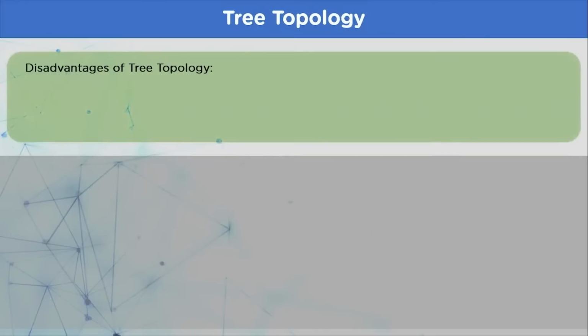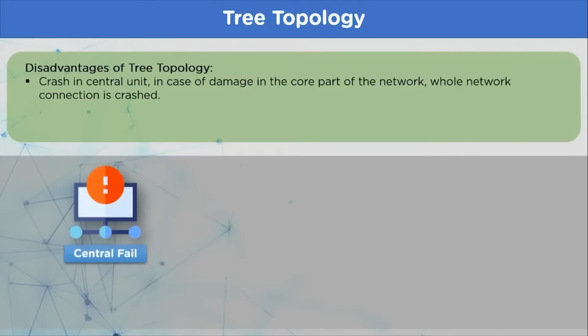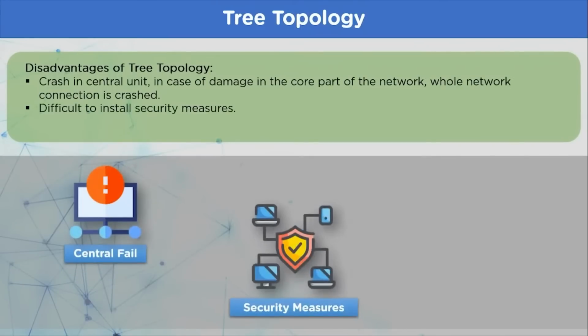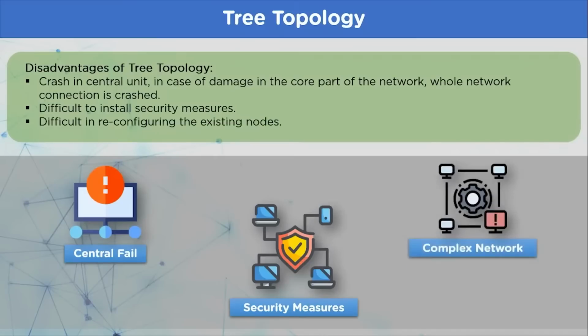Next up, disadvantages. In case of a server crash in any of the star connection groups, the whole network is affected. Due to the complex setting of the topology, installing security points is difficult in the network. Configuring and troubleshooting internal issues is quite complex due to this topology.